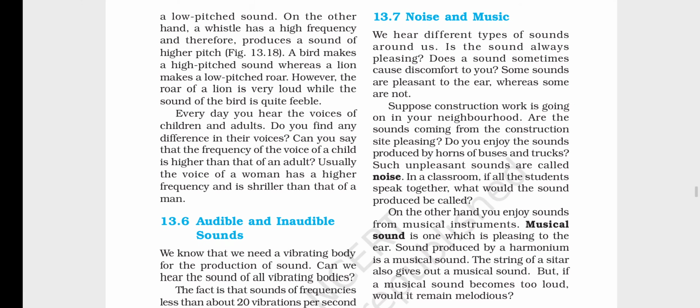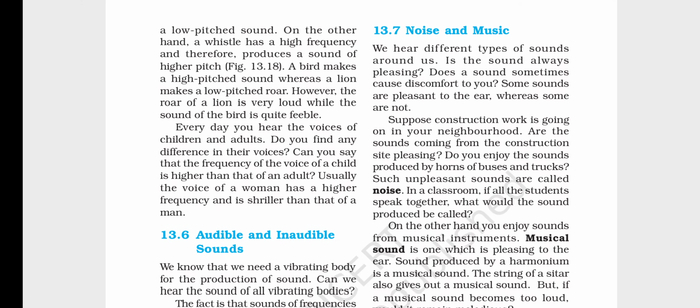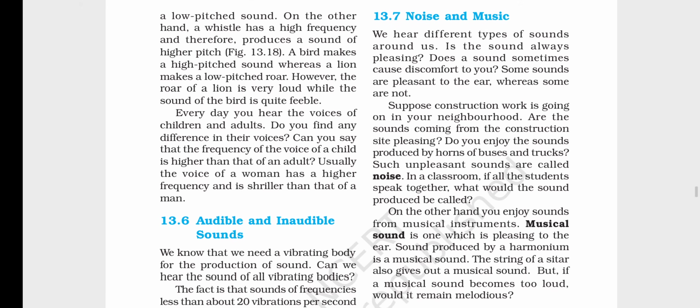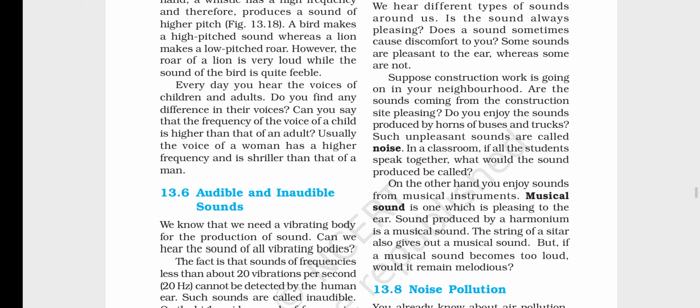Right? We hear different types of sounds around us. Is the sound always pleasing? Does a sound sometimes cause discomfort to you? Yes, some sounds are pleasant to the ear, whereas some are not.